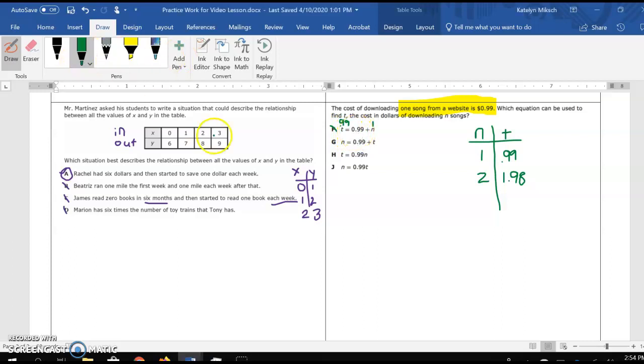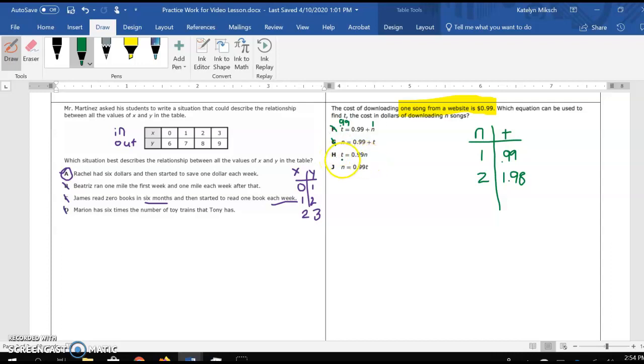If we look at choice G, it says one song would equal 99 cents plus the cost of that song. If we use our information from here, 1 equals 99 cents plus 99 cents. That is not true either.